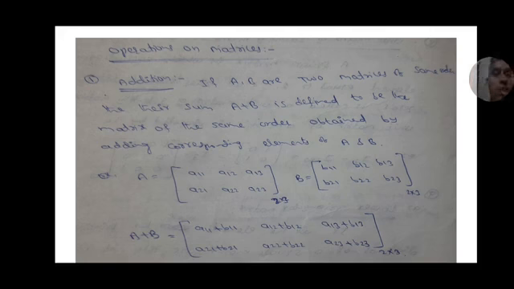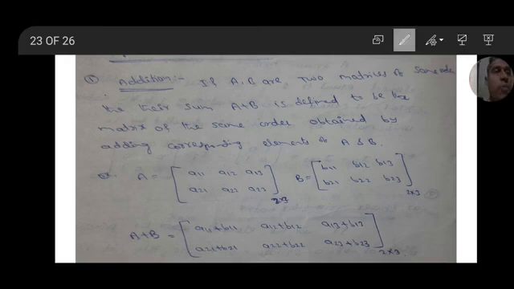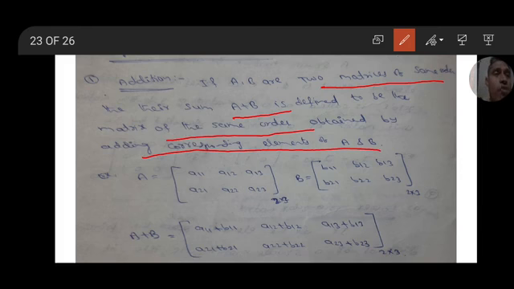Okay, now addition. Addition means if A, B are two matrices of the same order, to add two matrices they must be of the same order. Then their sum A plus B is defined to be the matrix of the same order obtained by adding corresponding elements of A and B. A, B must be of the same order. Then A plus B is defined as adding corresponding elements of A and B.